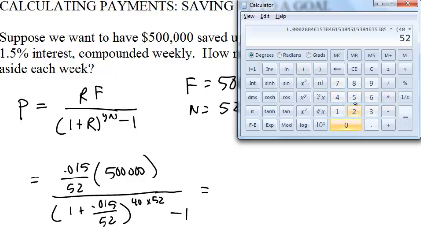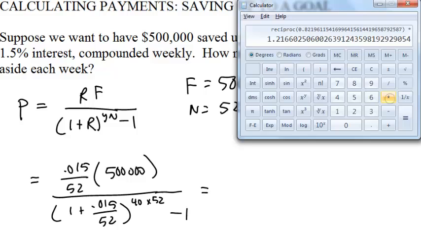I couldn't necessarily do that in my head, but if I do the parentheses, it figures out that 2080, 40 times 52, equals that number. I subtract 1, I get that number. That is my denominator. I could write that down, but I love this 1 over x button. Now all I have to do is multiply by the top, and multiplying and dividing are all kind of the same thing. I just start multiplying.